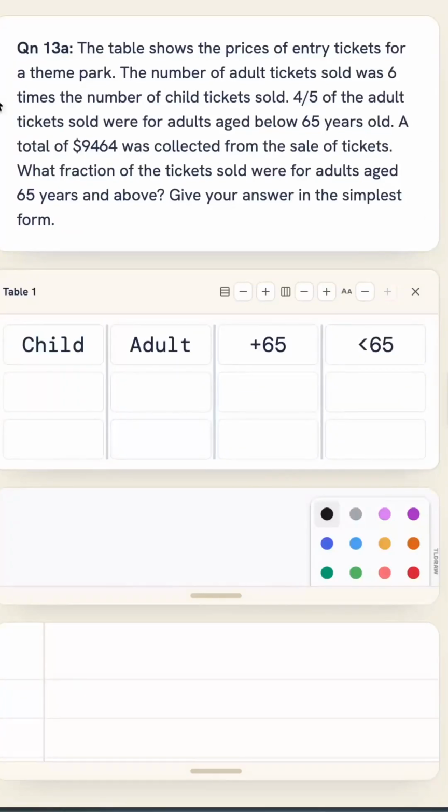Okay, so from the question itself, the number of adult tickets sold was 6 times the number of child tickets. So that means the total adults over here is 6 and the child is 1. Then from here, 4/5 of the adult tickets sold were adults aged below 65 years old. So 4/5 of the adults.